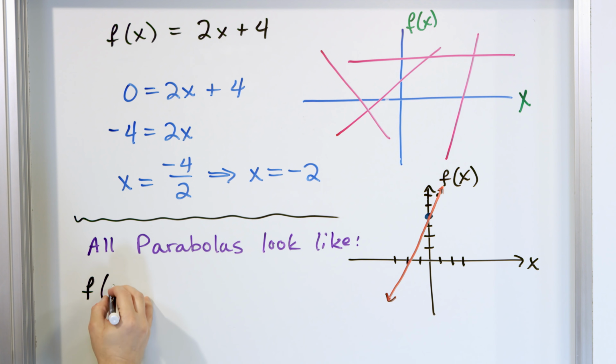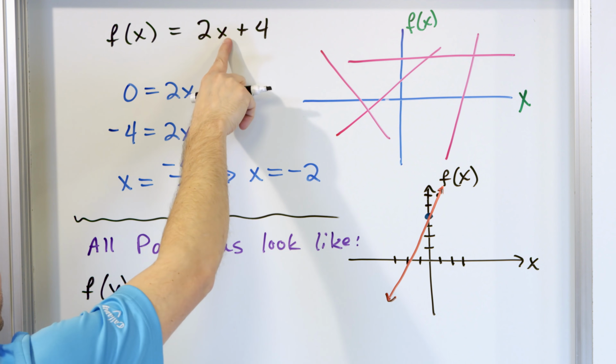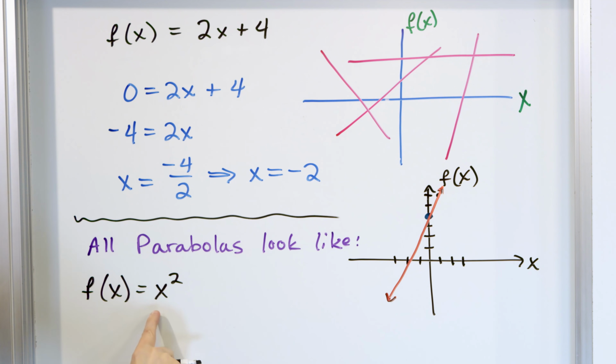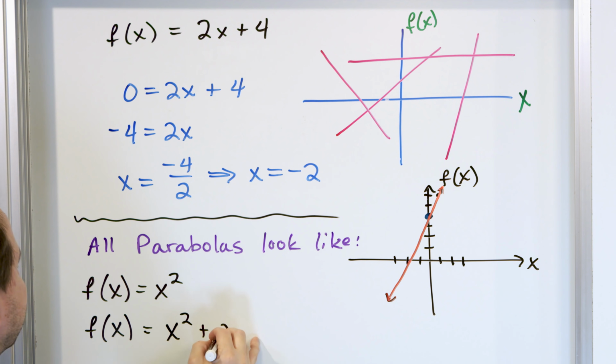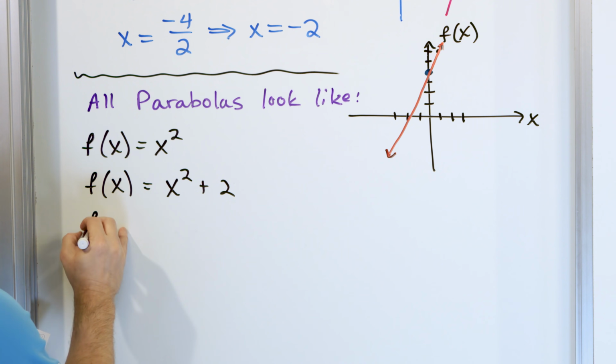It'll look like f of x is equal to x squared. That's a simple parabola. How do you know? Because it's a square term. This can never be a line because lines don't have squares. Lines just have a first power. Parabolas always have a second power. But you can have more complicated functions that describe a parabola. Just a few examples, x squared plus 2, that's a parabola. Doesn't matter that there's something added onto it. The fact that it has a square term means that it is a parabola, right?